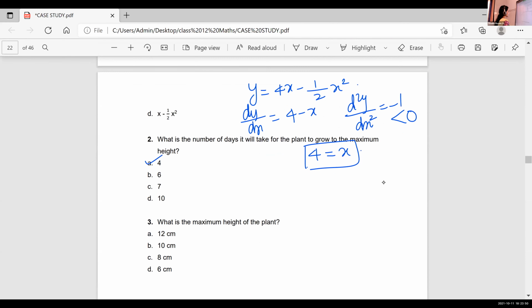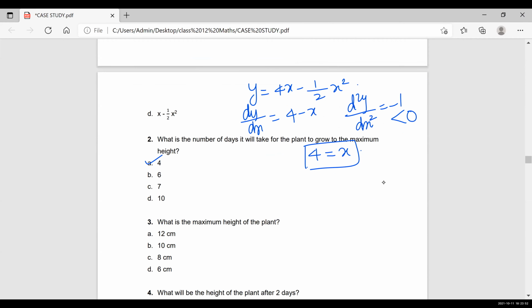Yes, ma'am. Now, after finding the x value, what is asked here? What is the maximum height of the plant? How to find the maximum height? By the second question, we know that height is maximum when x is 4, isn't it? Substitute the value x is 4 in y and give the answer.